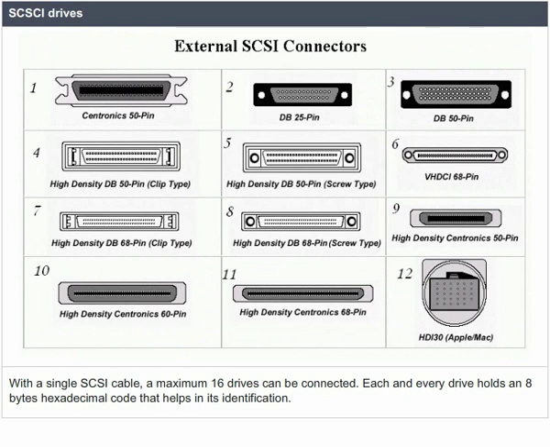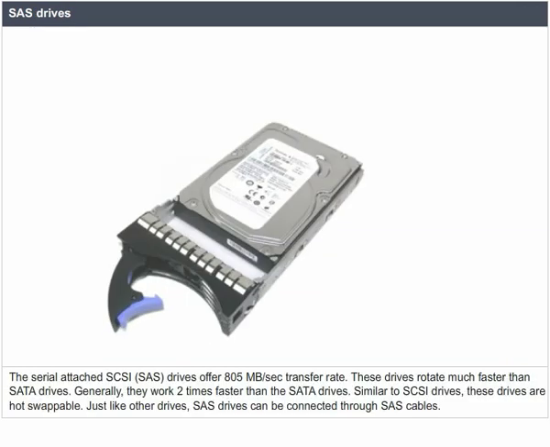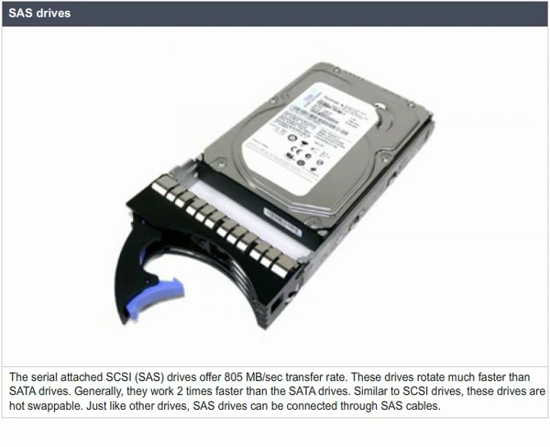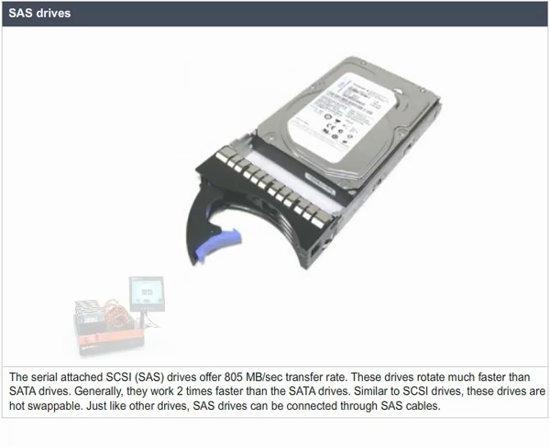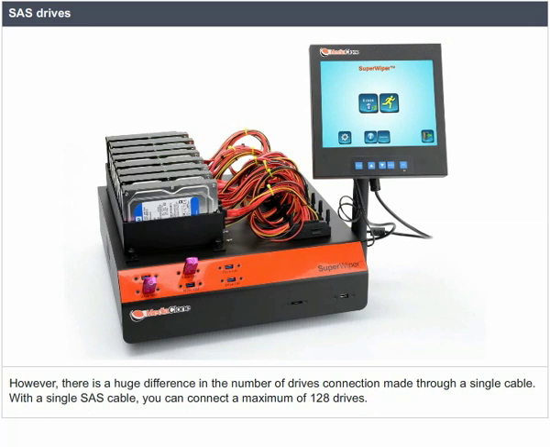SAS drives. The Serial Attached SCSI SAS drives offer 805 MB per second transfer rate. These drives rotate much faster than SATA drives. Generally, they work 2 times faster than the SATA drives. Similar to SCSI drives, these drives are hot swappable. Just like other drives, SAS drives can be connected through SAS cables. However, there is a huge difference in the number of drives connected through a single cable. With a single SAS cable, you can connect a maximum of 128 drives.